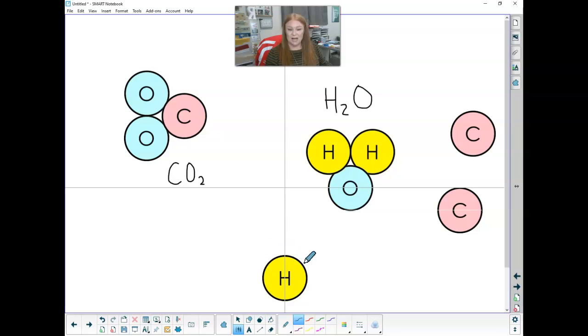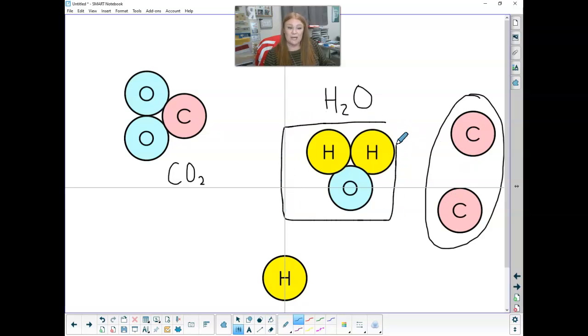So this is just a hydrogen atom. Bonded together, it becomes a molecule. So here we have a hydrogen atom. Here we have a group of the carbon element. And here we have a water molecule that's been bonded together. It usually has a mix of different elements, but it does not have to.